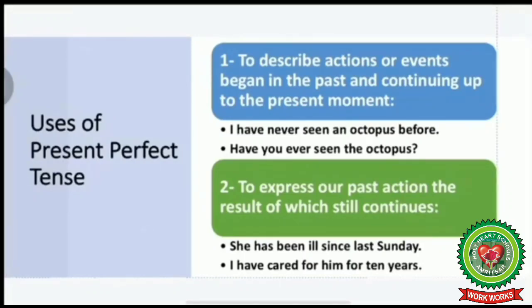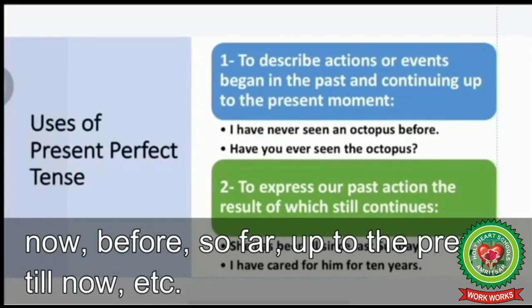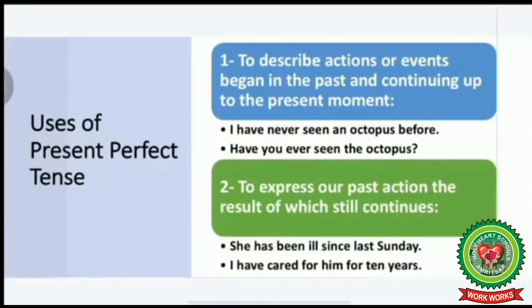Number 1 on the list is to describe actions or events that began in the past and continue up to the present moment. Adverbial phrases like now, before, so far, up to the present, till now, etc. are used in present perfect tense as they connect the past with the present time. For example, I have never seen an octopus before. Have you ever seen the octopus?